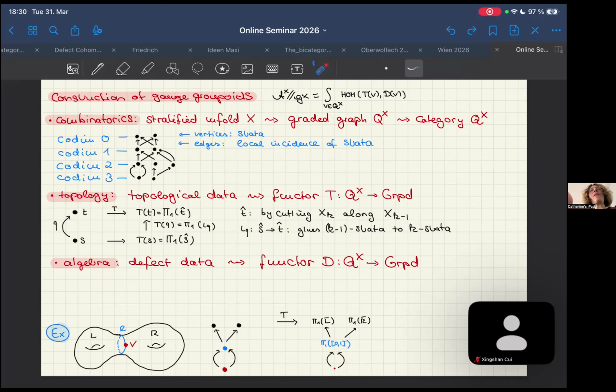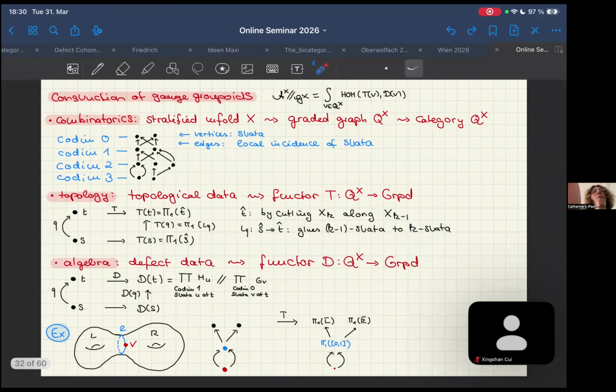And finally, we have a functor D that describes essentially the groupoids made from the defects. So what we do for each stratum T, we take the product of all codimension 1 strata at T, and the product of all codimension 0 strata at T. Here we take the associated group, and here we take the associated set. And if we have a lower dimensional stratum, S, that is incident to a higher dimensional T, then we get a canonical functor that projects from the groupoid for S to the groupoid of T.